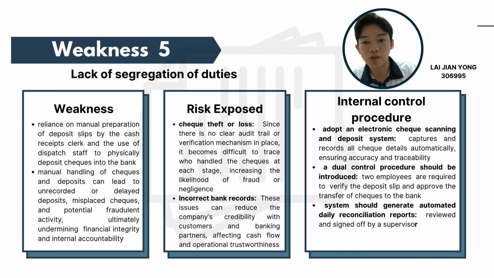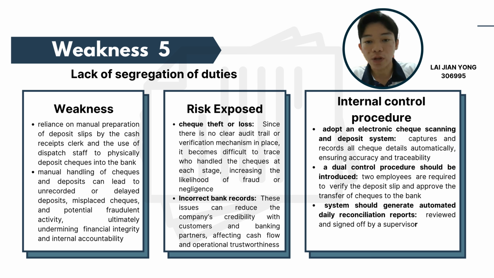Next, the key weakness in Sinto Agro Berhad's cash receipt system is the lack of segregation of duties. Currently, the cash receipt clerk manually prepares the deposit slip while the dispatch staff deposits the check at the bank. This manual process lacks automation, standardization, and tracking, making it vulnerable to human error, mismanagement, and even fraud. The risks include check theft or loss, delayed deposits, and inaccurate records. Without a proper audit trail, it's difficult to trace who handled the check, which can lead to discrepancies and damage the company's financial credibility. To address this, three controls are recommended.